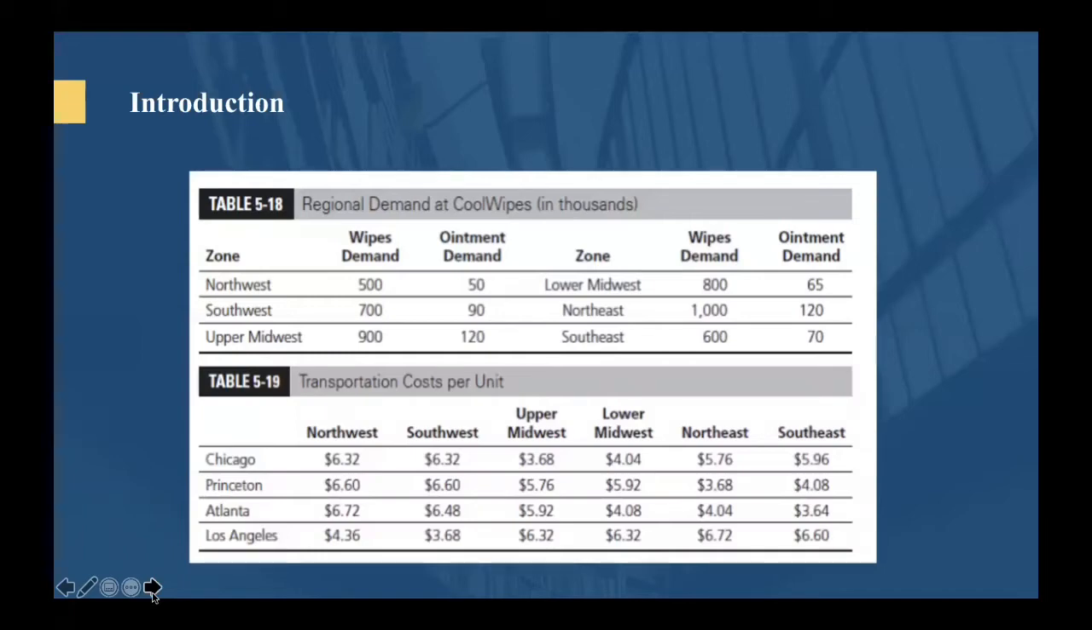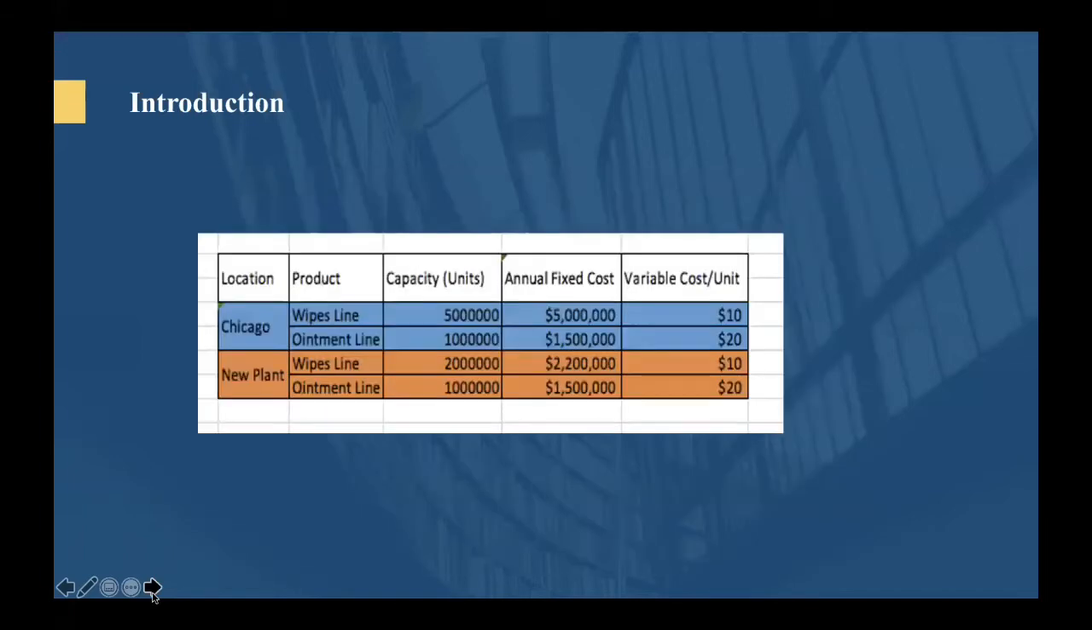And also the data about the capacity, annual fixed cost, and variable cost per unit for each production line for different locations.